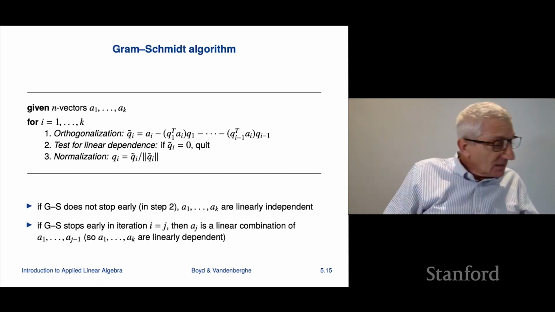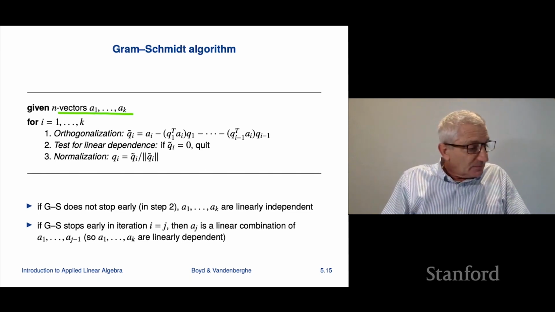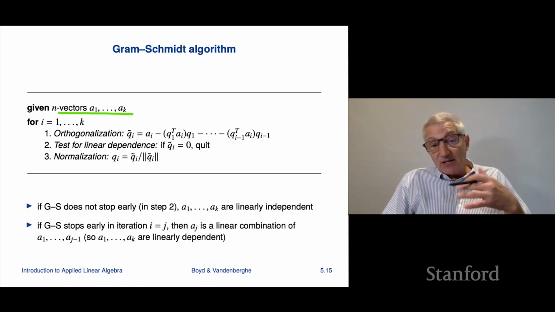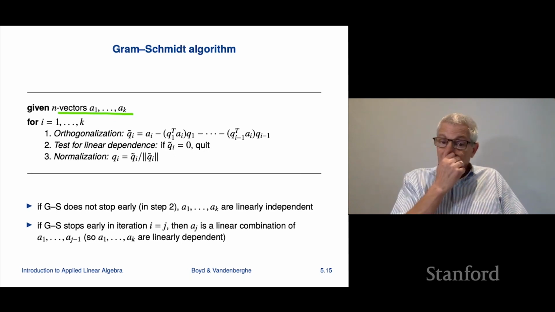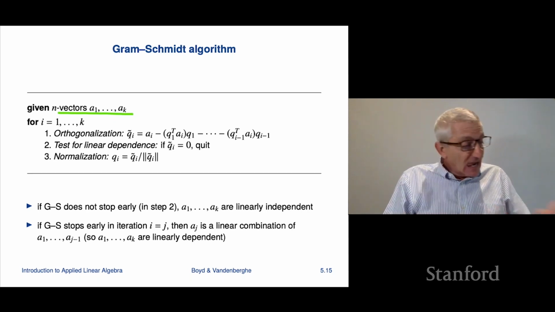Okay, so we're given a set of n-vectors, and we have k of them. What it's going to do is process the vectors one at a time. In the end, we'll be able to use this to determine if those vectors are linearly independent or linearly dependent. To remind you, linearly dependent means that there's a linear combination of them that's 0, with the coefficients not all being 0. Linearly independent means that's not the case. Okay, so here's what it does.